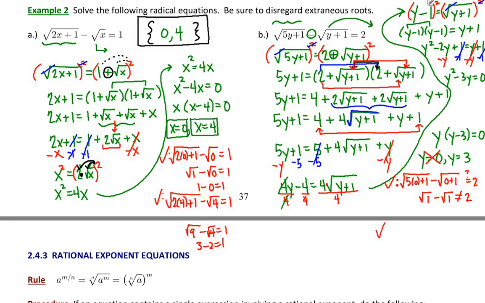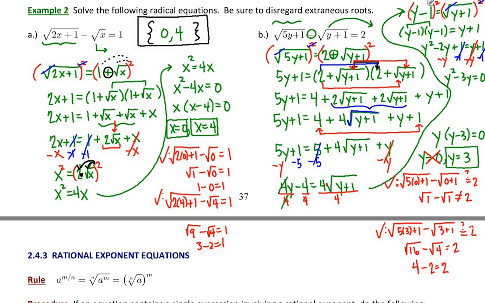Let's check 3. So if I plug 3 in for y, we have the square root of 5 times 3 plus 1 under the radical, minus the square root of 3 plus 1. We want to find out, is that equal to 2? So under our first radical, we have 5 times 3, or 15, plus 1. That gives us 16. Second radical, we'd have the square root of 4. The square root of 16 is 4, and the square root of 4 is 2, and that one does give us a balanced equation. So we have one solution on that one.